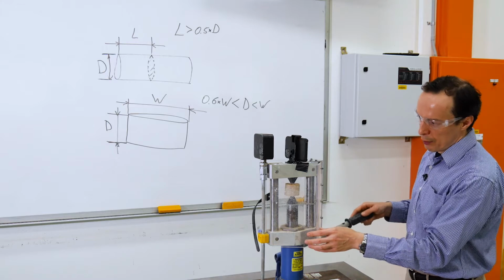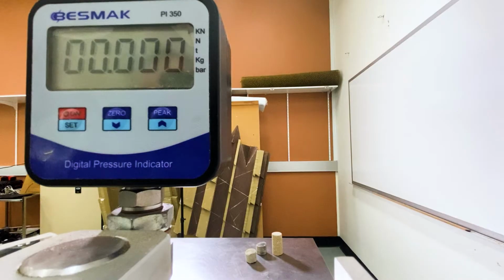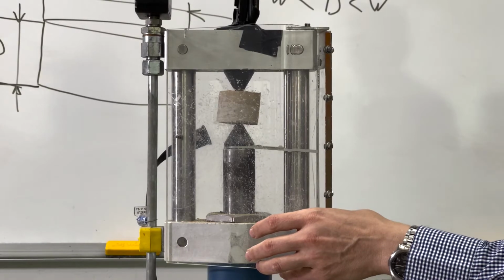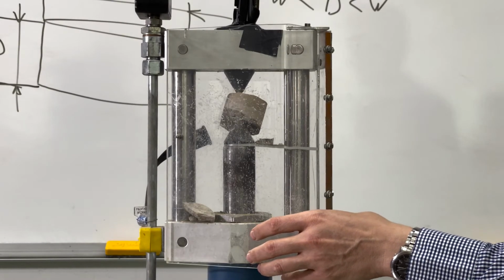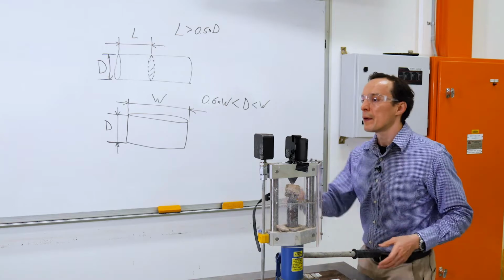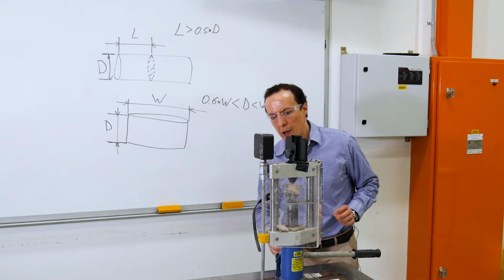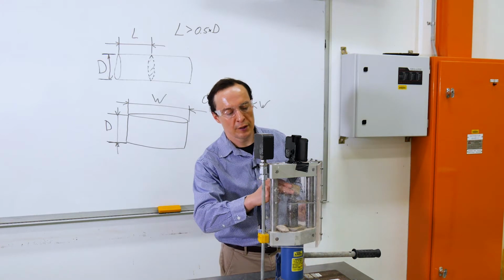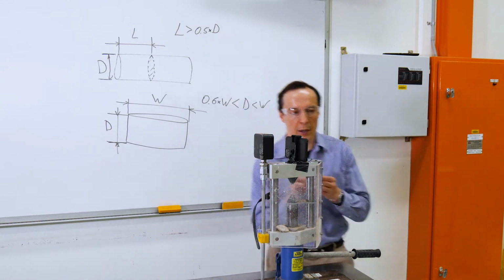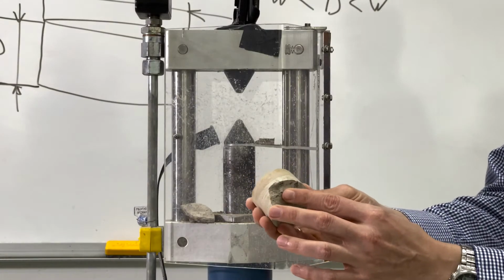Okay, now let's apply load again, see if we can break it. Well, this time we have 0.694 kilonewtons. So again, it's a little bit low for this type of sample, but again, as you can see, it broke right on the side.